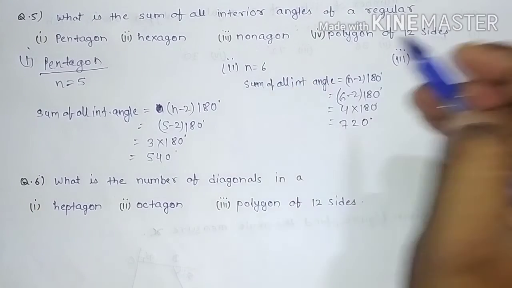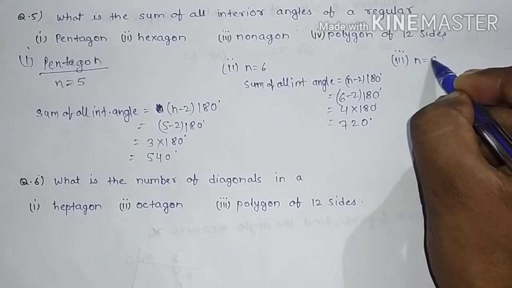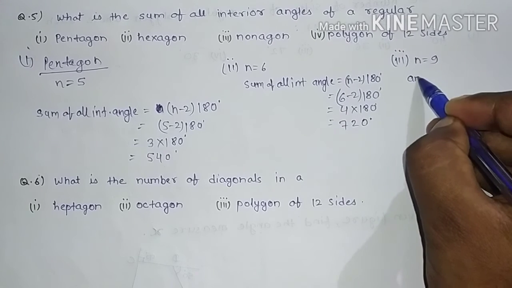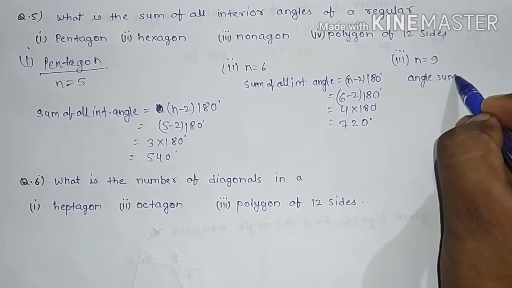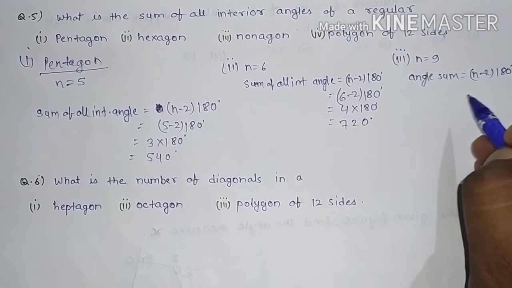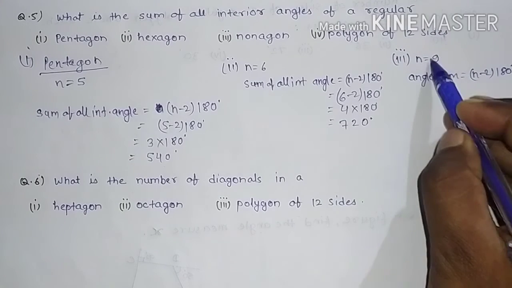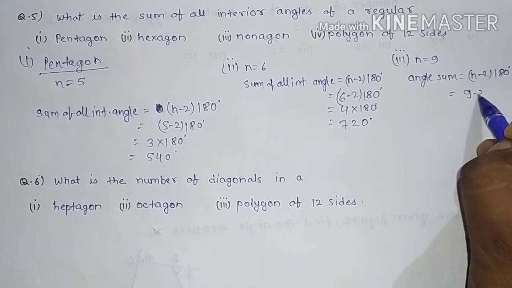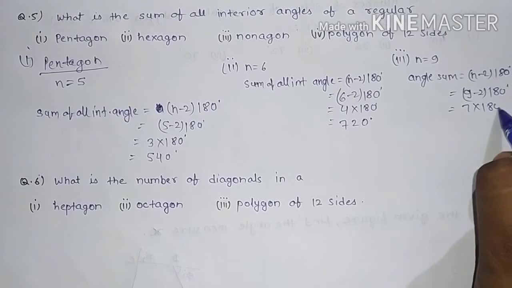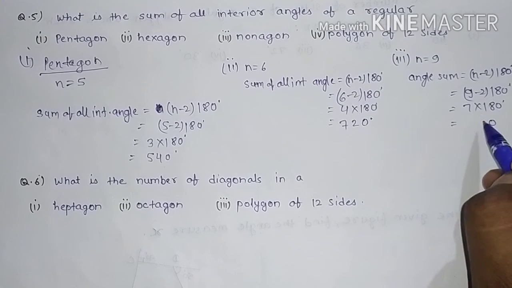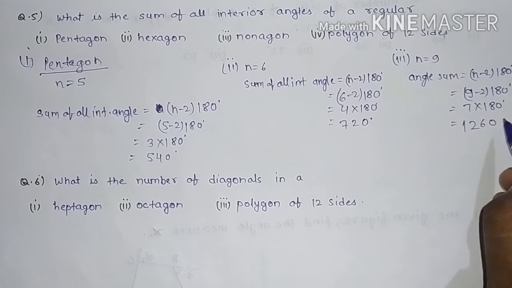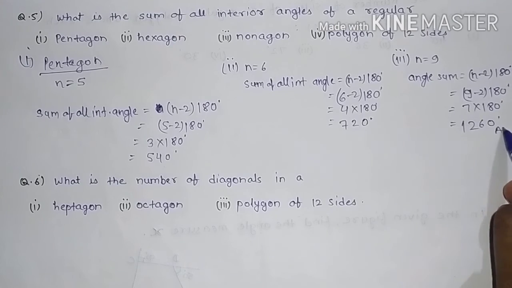Similarly, question number 3. A nonagon is given. We know the number of sides of a nonagon is 9. So the formula is angle sum equals (n minus 2) times 180 degrees. Put the value of n, that is 9: 9 minus 2 times 180 degrees. So this is 7 into 180 degrees, which is 1260 degrees. Now this is the answer.